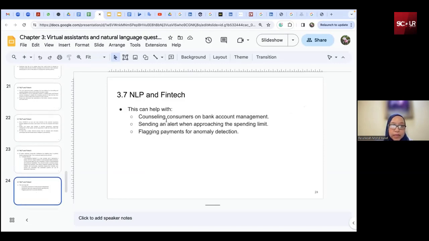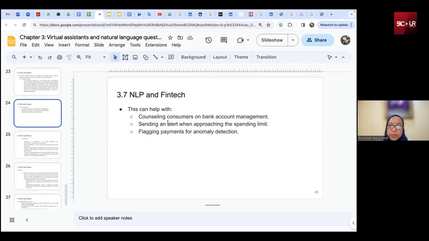And then this also can help with counseling consumers on bank account management, sending an alert when approaching the spending limit, flagging payments, anomaly detection. So I tak pernah kena counseling lah with the bank. Counseling tak ada, marketing ada. Kalau based on marketing spending ada lah kan, dia akan tanya nak ambil insurance ke, nak ambil personal loan ke. Betul juga lah macam tu, insurance nak apply apa, travel insurance lah kan.